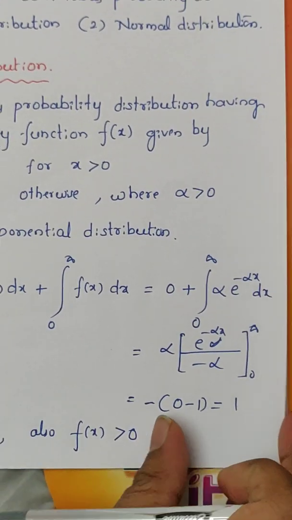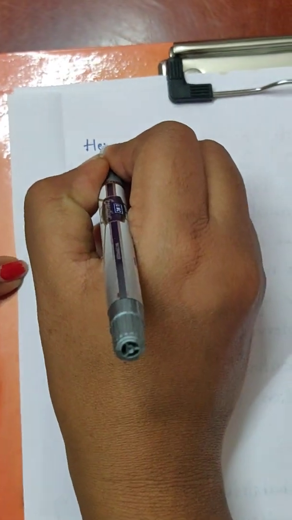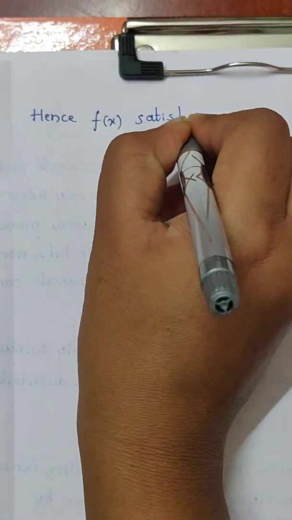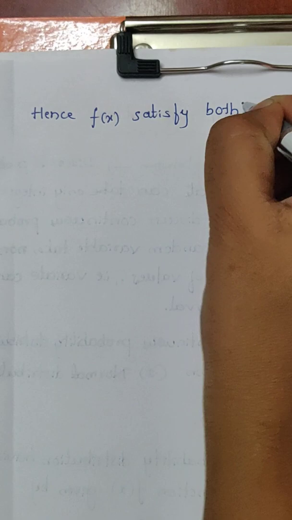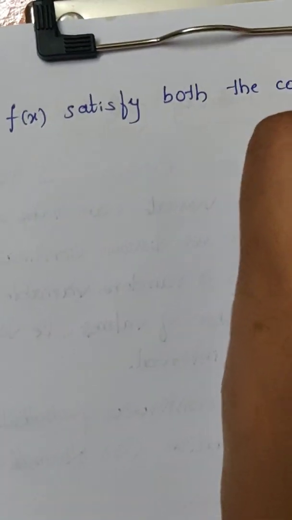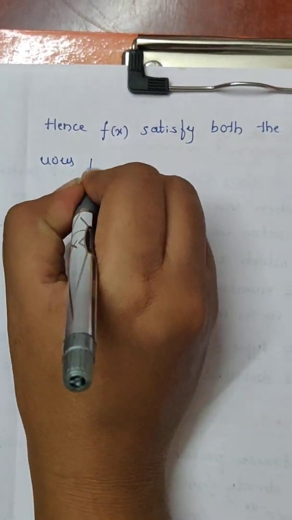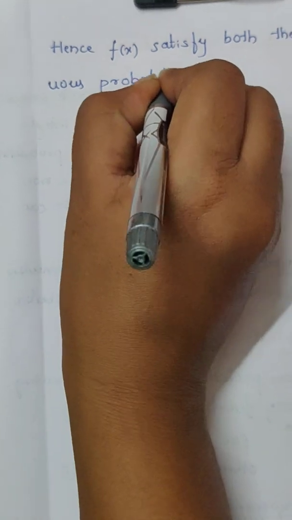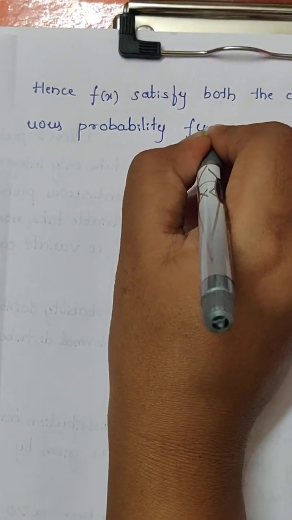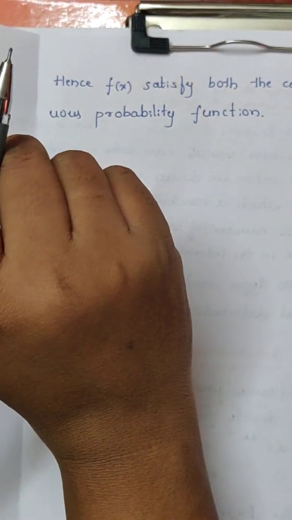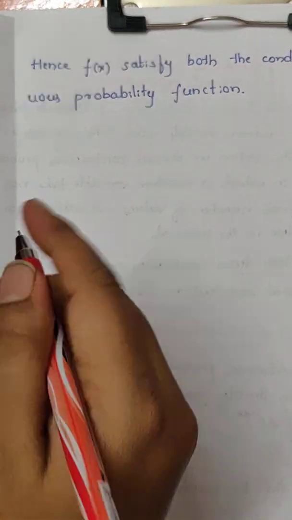So f of x satisfies both the conditions for a continuous probability distribution. That is why we call this a continuous probability function. It satisfies both the conditions. Now we find the mean and standard deviation for this distribution.